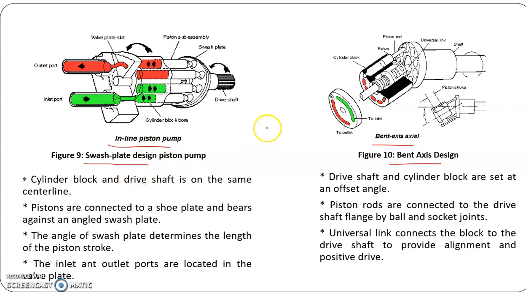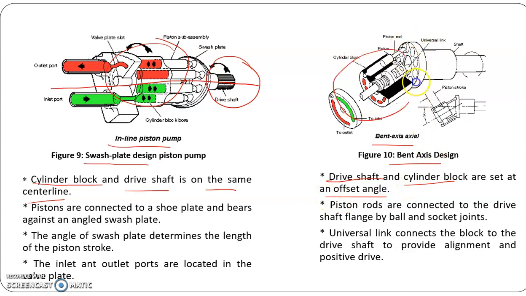The main difference between these two types: you can see here, the cylinder block and the drive shaft are on the same center line. This is the cylinder block, this is the drive shaft. They are on the same center line. But for this one, the drive shaft and the cylinder block are set at an offset angle. This is the cylinder block, this is the drive shaft, so they are set at different angles.